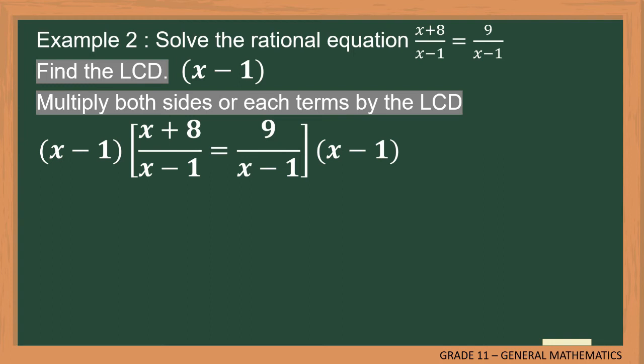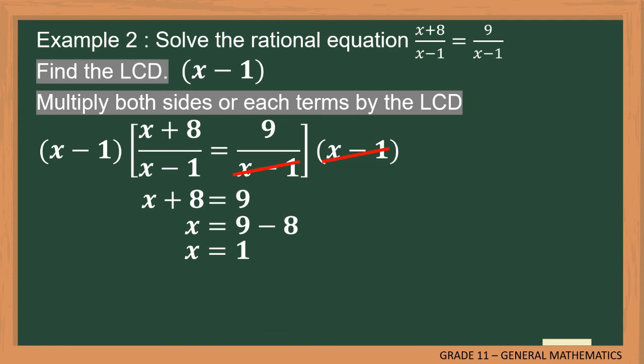So, una, x minus 1 times x plus 8 over x minus 1. Maka-cancel natin si x minus 1. Anong maiiwan? X plus 8 na lang. Sa kabilang side naman, maka-cancel din natin si x minus 1. So, may iwan si 9 and that will be equal to 9. I-simplify na natin ang x plus 8 equals 9. So, ilipat lang natin si 8 sa kabilang side, sa right side. So that will become x is equal to 9 minus 8. So that the value of x becomes 1.